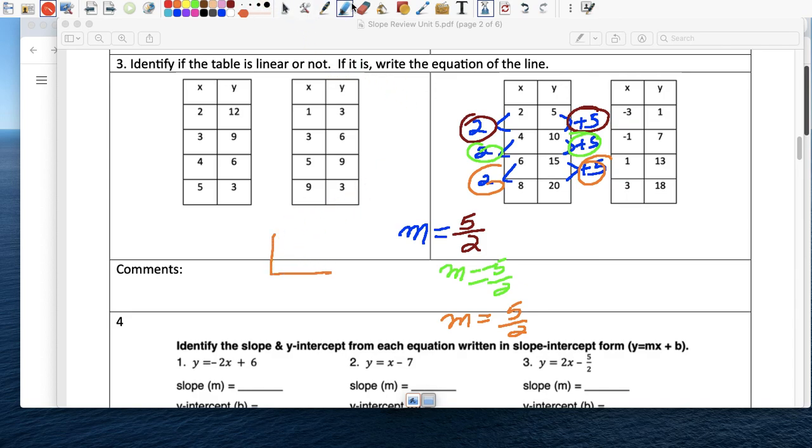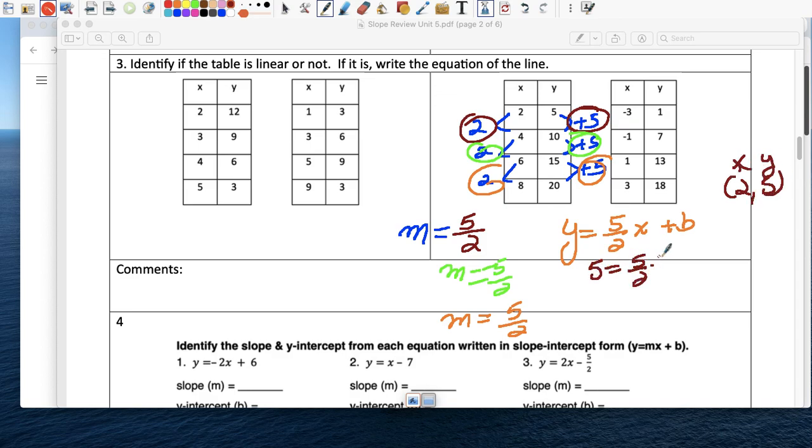So now we have to do a little bit more work. We can write the equation y equals 5 over 2x plus b. We don't have b, so let's find b. Pick a point. Let's pick the easy one, 2 and 5. So 5 equals 5 over 2 times 2 plus b. 5 equals 5 plus b. We're going to subtract 5 on both sides, and b equals 0.